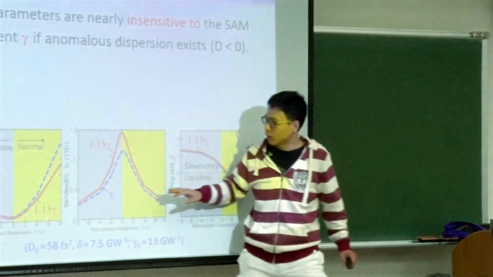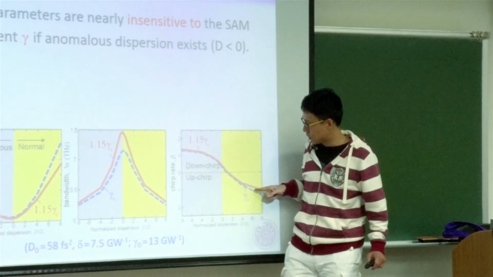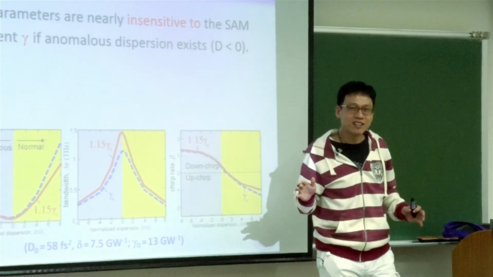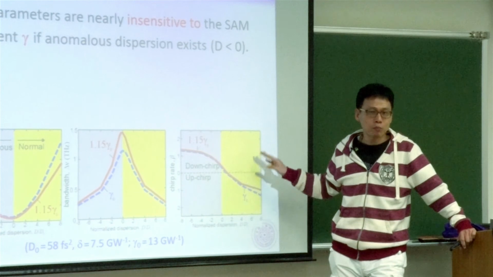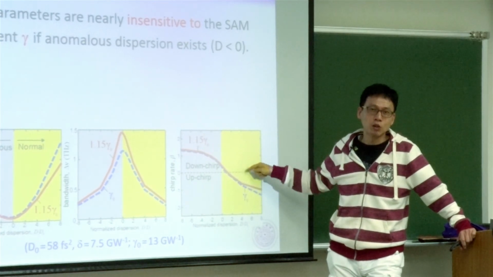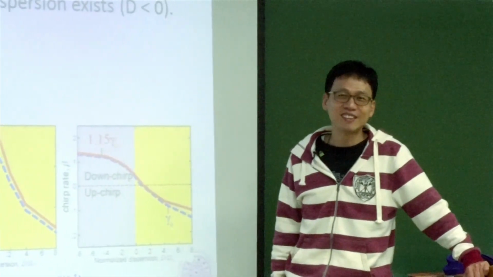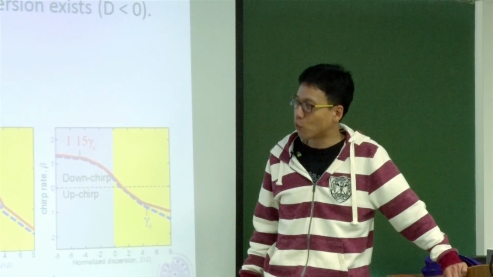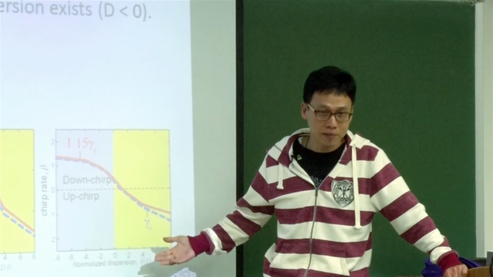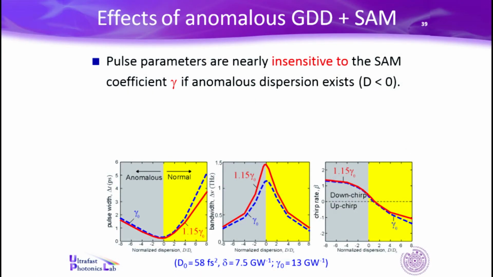But for a normal dispersion case, you can see the two curves are separated. That means the SAM coefficient plays an important role in normal dispersion plus SPM, SAM. So I will talk about more details next time, but a simple impression for you is, okay, sometimes the steady-state pulse does not depend on the pulse shortening effect. It depends on other things. Okay.